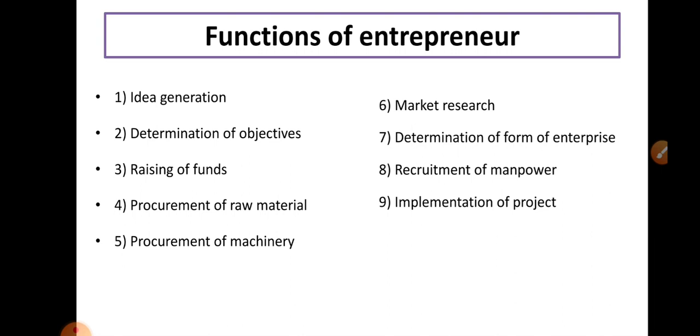Then raising funds. To start a business activity, you need finance or money. For that, you can raise the finance from various institutions like commercial banks or various fundraising agencies. Then procurement of raw materials. You require raw material, that is your backward linkage, for final processing activities. Then procurement of various machineries, technologies or implements which are required for converting that raw material into the final finished products.